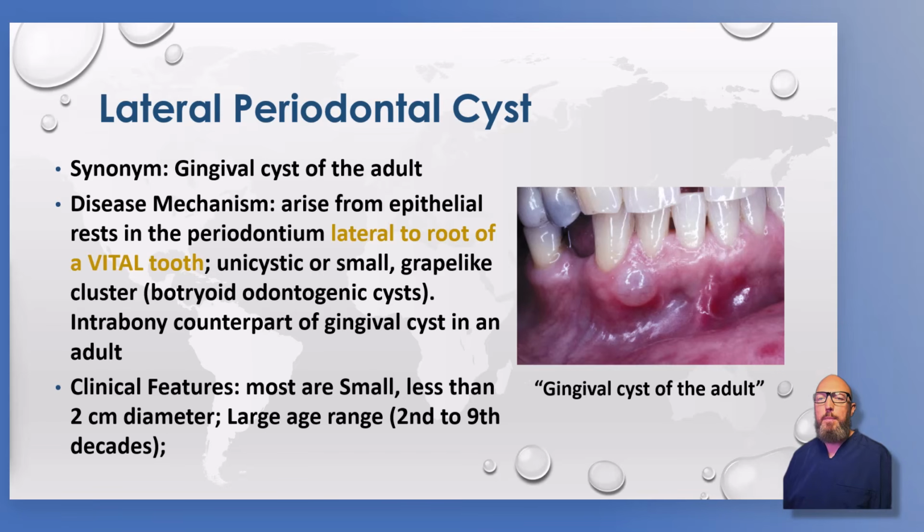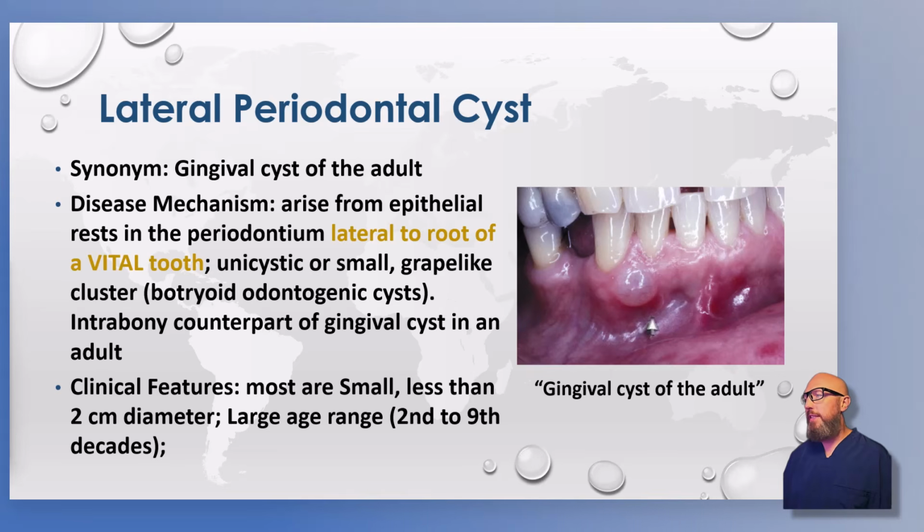And these arise from epithelial rests in the periodontium lateral to the root of a vital tooth, so that's important because you could have a cyst or a periapical lesion that's lateral to a tooth. And so keep that in mind. Periapical inflammatory lesions are not always at the apices of teeth. Sometimes they're lateral because we have lateral canals. But in this case, it's not related to a non-vital tooth, and so that's why we have this highlighted here.